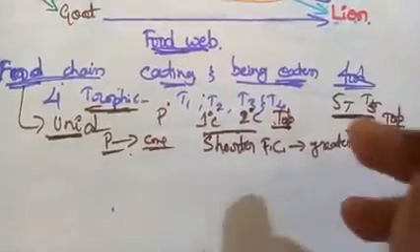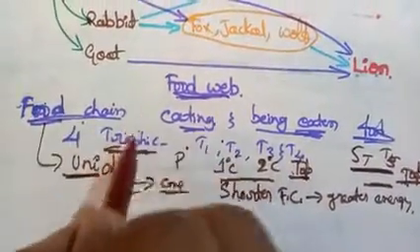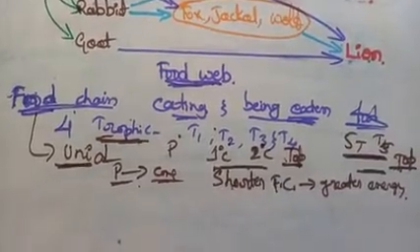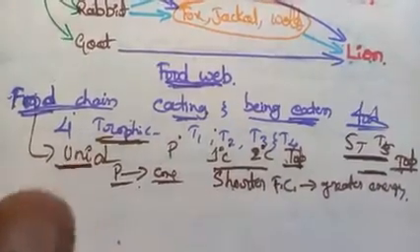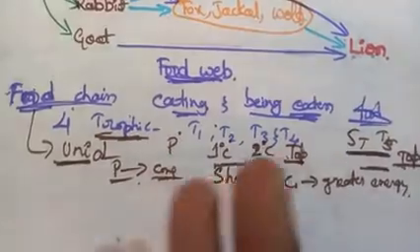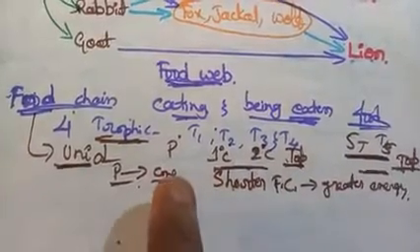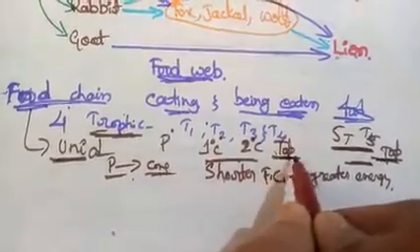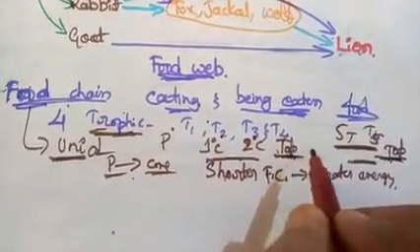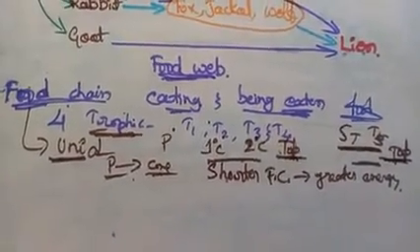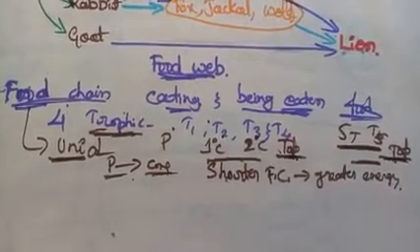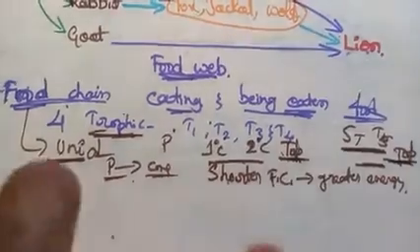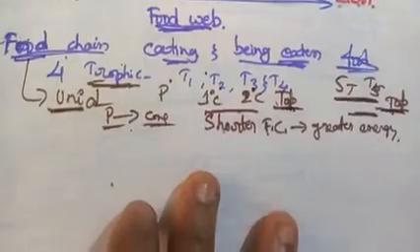So generally in a food chain we do not include the decomposers. So the decomposers are not included in the food chain. But when they are included, then they are included in the last trophic level. That means the topmost trophic level. So if we include decomposers in a food chain, they are in the topmost trophic level. But in a normal food chain we do not include them.